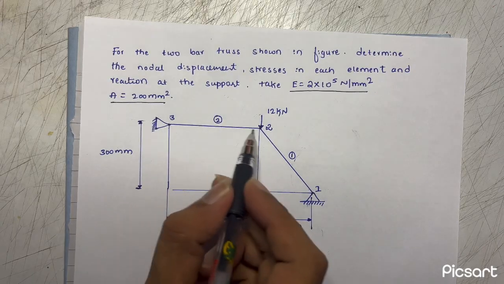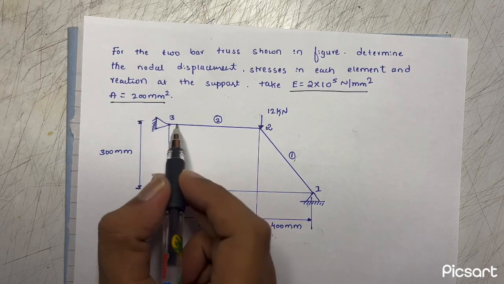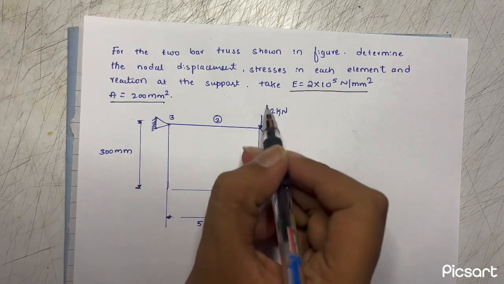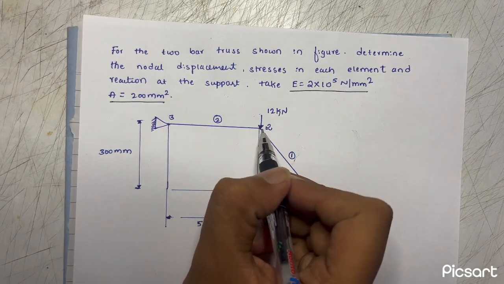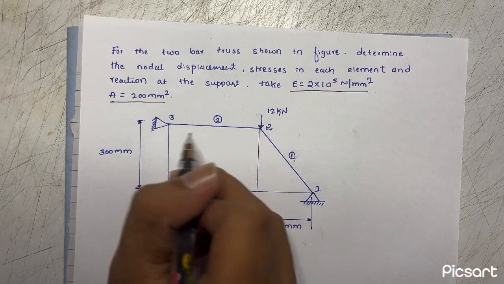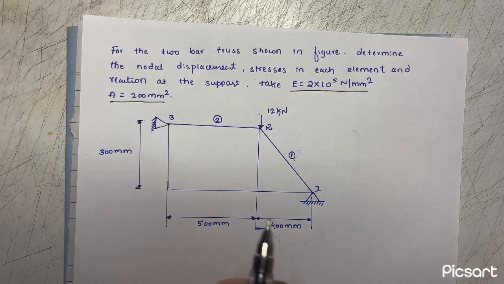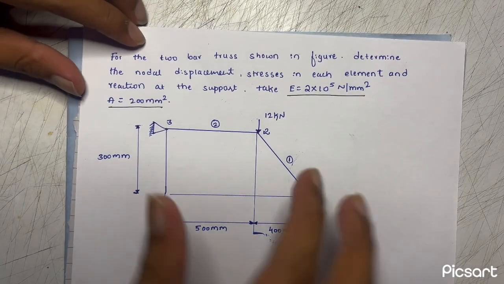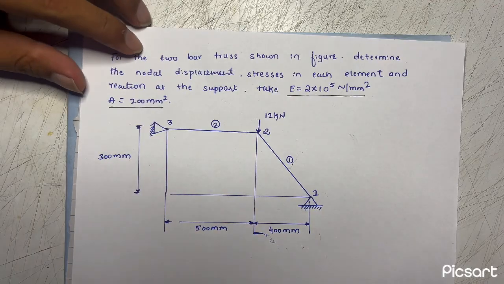Here we have two elements. This is element 1, this is element 2. Here it is fixed and here it is fixed, and here one downward force is acting at node 2. Here we have total 3 nodes, node 1, node 2, node 3. So first I will construct the same structure in a line diagram.